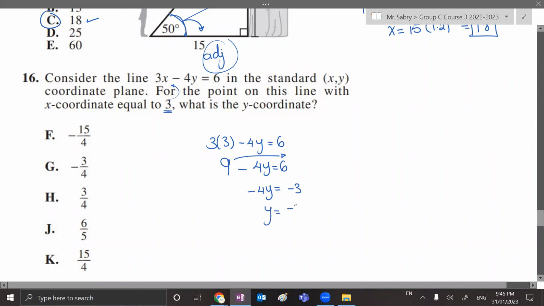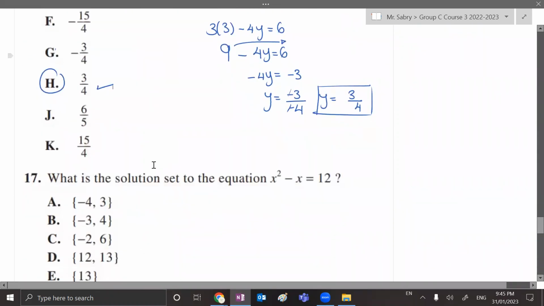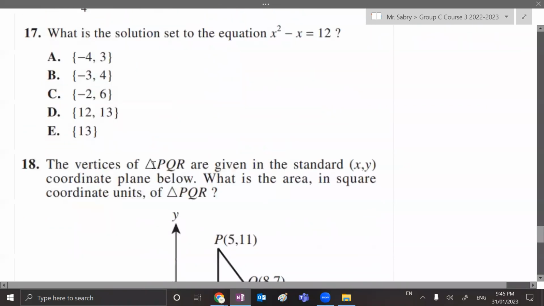The 9 needs to move to the other side, so I'll have negative 4y equals negative 3. Then the negative 4 will move to the other side by division, which gives you the y coordinate as positive 3 over positive 4, because the negatives cancel each other. So the answer here is H. Does this make sense? Yes. Awesome. Let's move to 17.